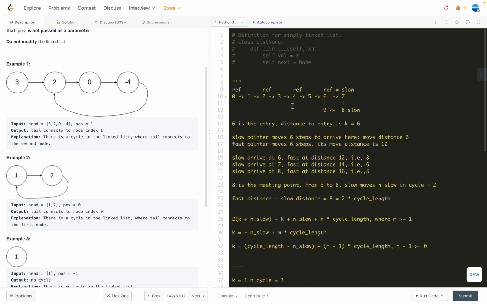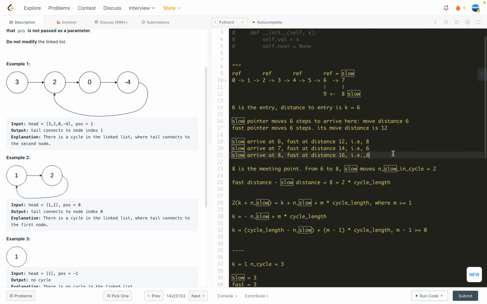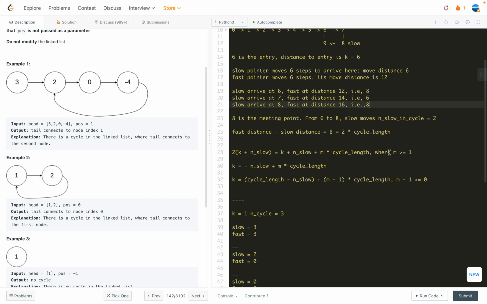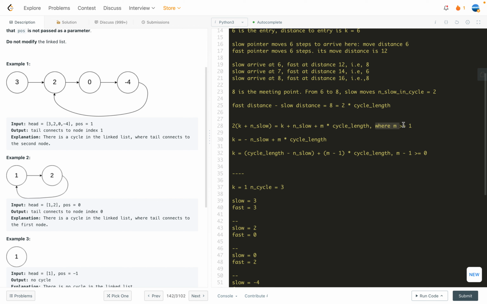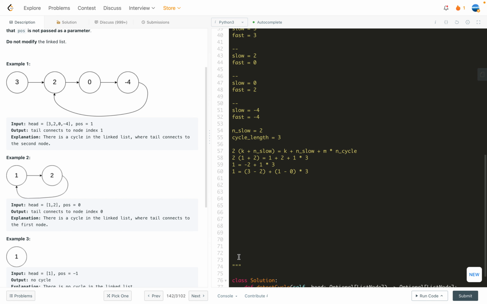But during this 6th step, the slow actually moves 2 cycles, one more cycle around the cycle in the linked list. That's what I want to mention. So overall, this part, where m is greater than or equal to 1, is the key, so that you can do this algebra formally, and then you can make the solution rigorous.